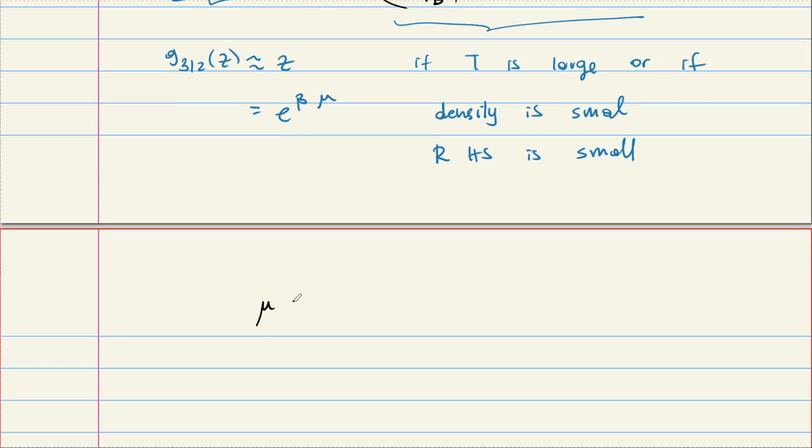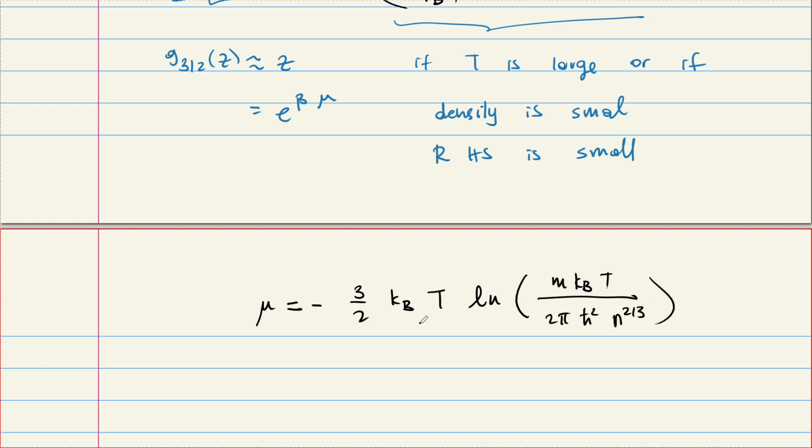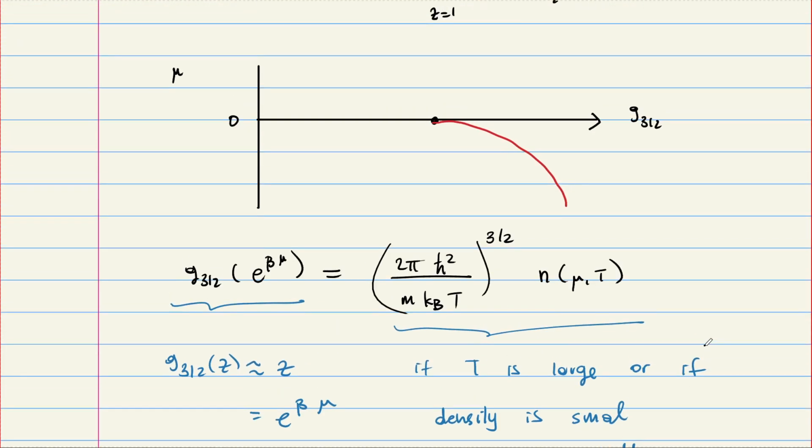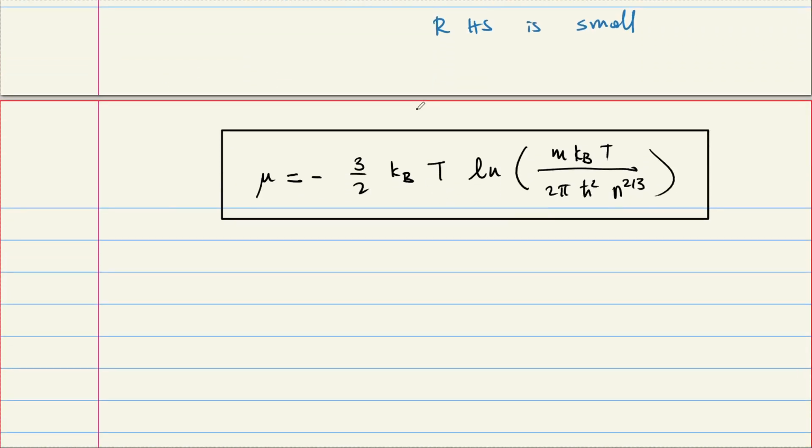So then I take the log on both sides, and let me write the result: μ is approximately (3/2) k_B T log of (n/(...)) with m k_B T over 2πħ² to the power 3/2. And that's this behavior, right? Here μ is equal to 0, and it decays continuously to negative values.